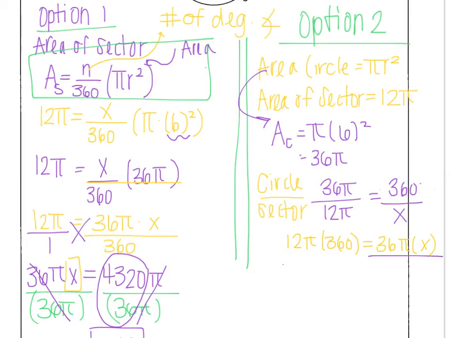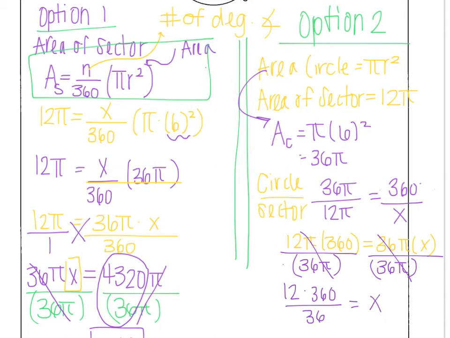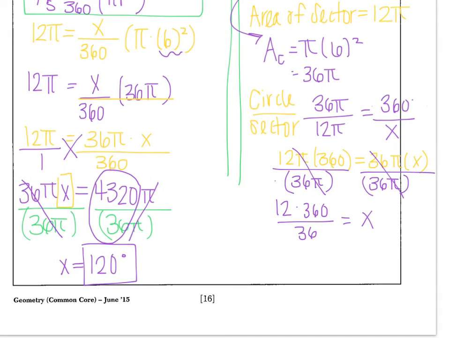When we do a bit of division by 36 pi, the pi's cancel. The 36 pi's cancel on the right side and the pi's cancel on the left side. Now I have 12 times 360 divided by 36 equals x. I don't have a calculator on hand, but I know that I can do this math in my head. If I think about 360 divided by 36, that should leave me with 10. So I have 12 times 10 equals x.